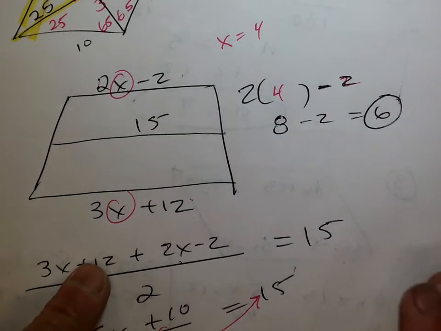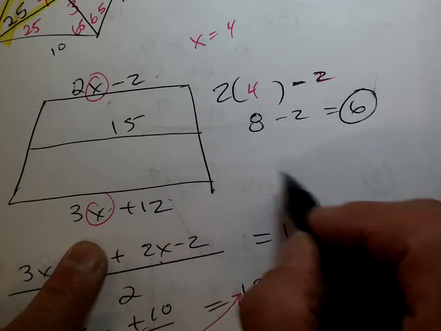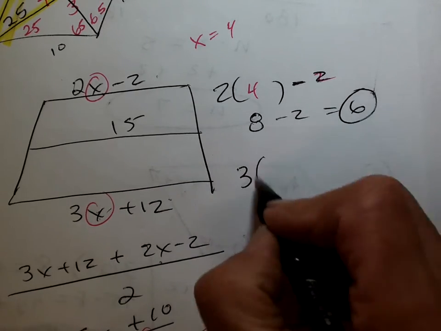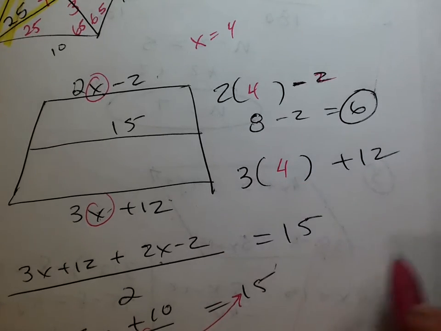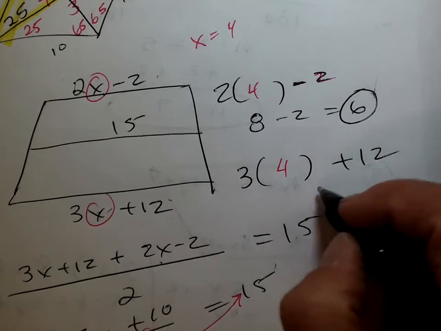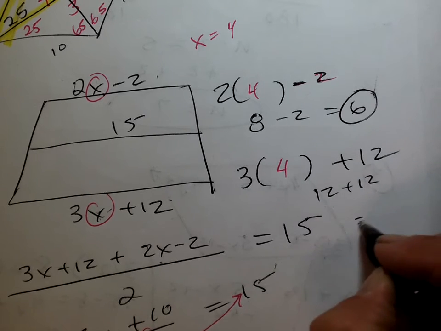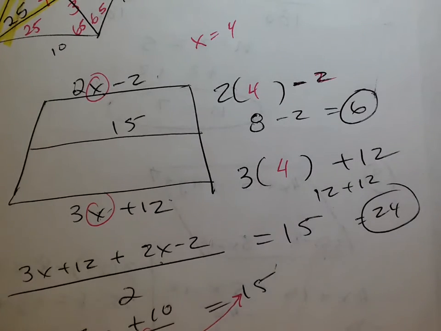Now if I plug the 4 in here, 3 times 4, I get 12 plus 12 equals 24.